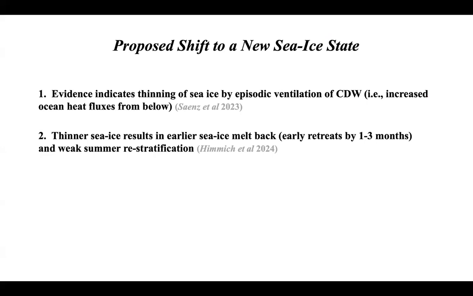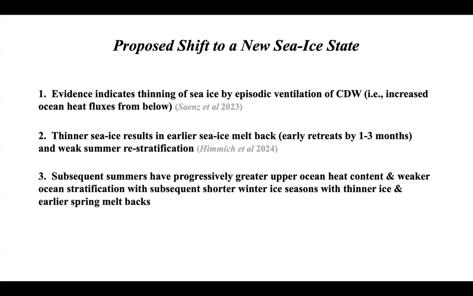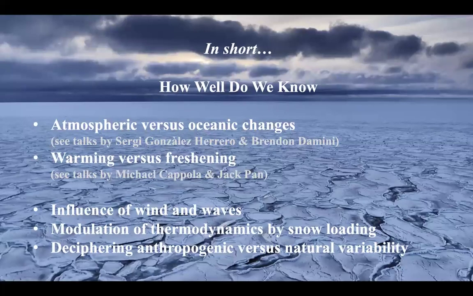That thinner sea ice is more vulnerable to an earlier sea ice meltback. And then we have a longer open water season that is exposed to greater wind forcing, so we can weaken that summer restratification. And then if that happens, we can progressively have greater upper ocean heat content that is gained throughout the summer, that weakens the ocean stratification, that then leads to subsequently shorter winter ice seasons with thinner ice overall, and then repeating the cycle to earlier spring meltbacks. So that is where we are currently.